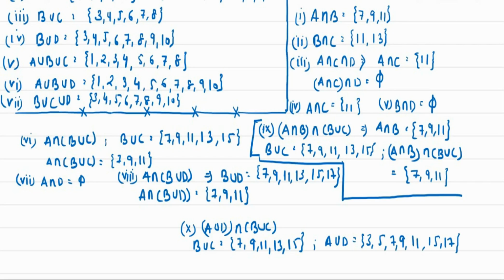Now we will take the intersection of both these sets. So A union D intersection B union C. Common elements in both the sets will be 7, 9, 11 and 15. So this is our desired set.